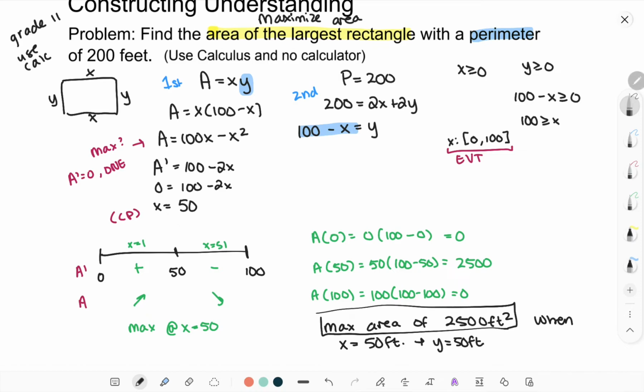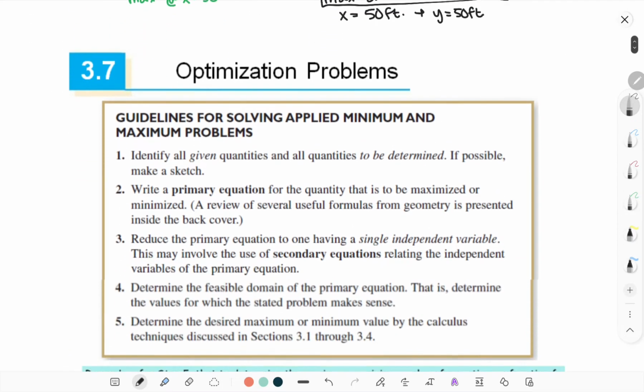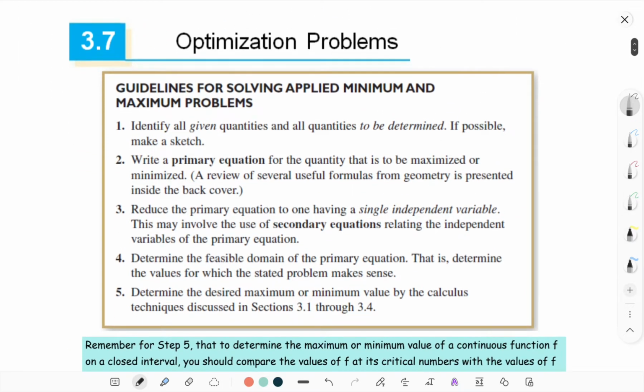So when it comes to these types of problems, here's your guidelines, here's your rules. I'm going to identify all given quantities, so things that they tell me in the question, right? They gave me perimeter last time. And all things that I need to find. So in this case, it was maximizing area. If you can't, draw it out. It's going to help you out.